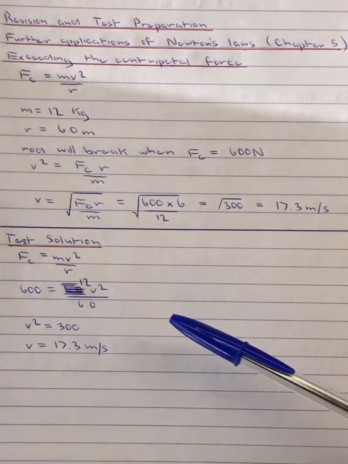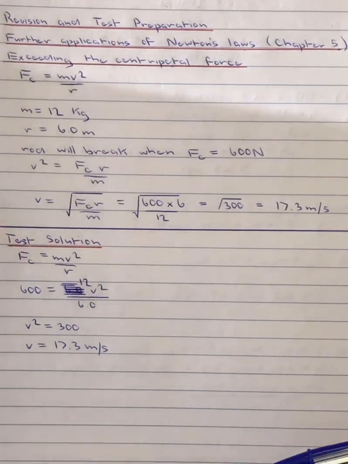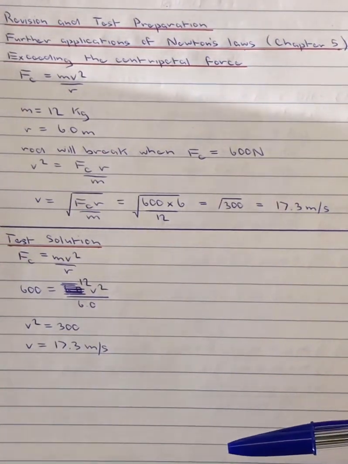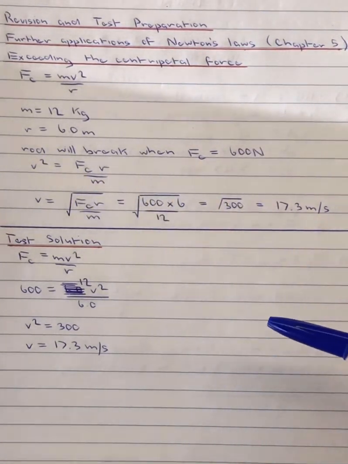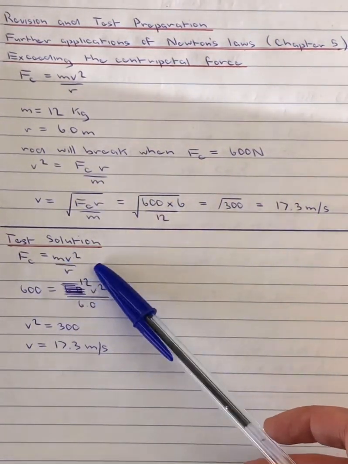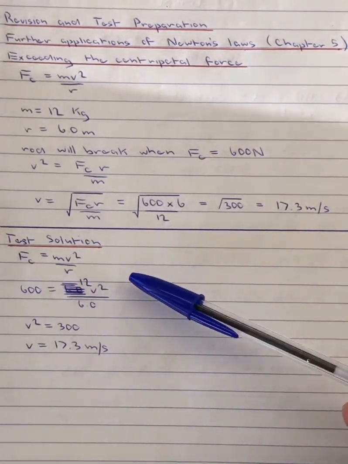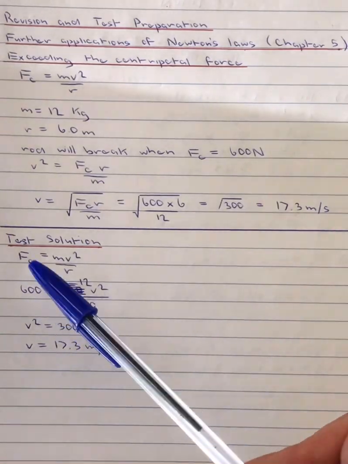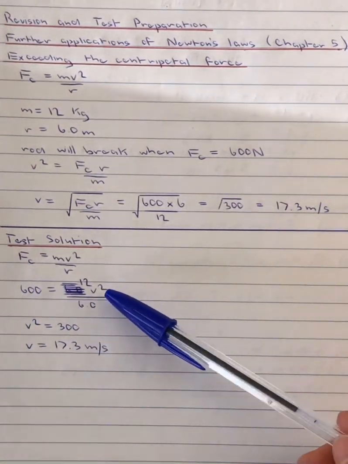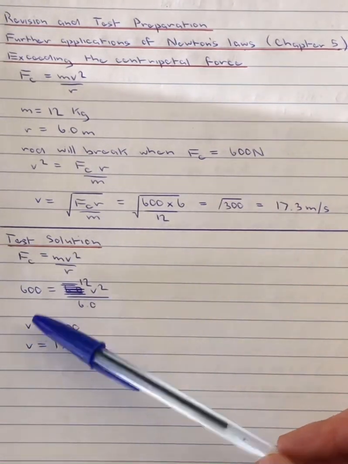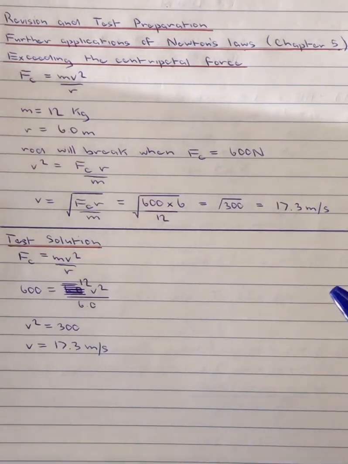In a test, the quicker way to do this would be to, instead of writing out each value and where the rod will break, simply highlight them in the test question, write down the equation you need to use, and not even necessarily rearrange each of the variables, but simply plug in the values and then do the appropriate operations to obtain v squared and take the square root to get 17.3 meters per second.